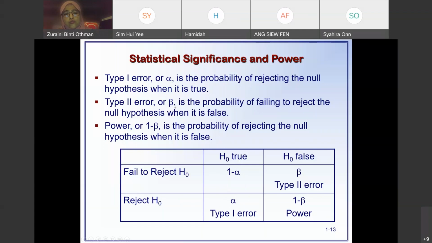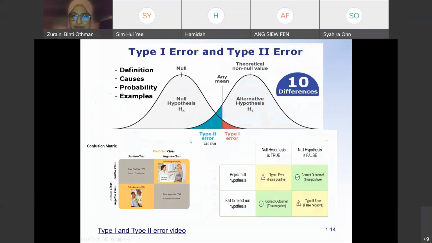Type 2 error, or beta, is the probability of failing to reject the null hypothesis when it is false. This is failing to reject H null when H null is false. This is what we call the beta, type 2 error. And power is the probability of rejecting the null hypothesis when it is false. Okay, understand or not? Confused, right?